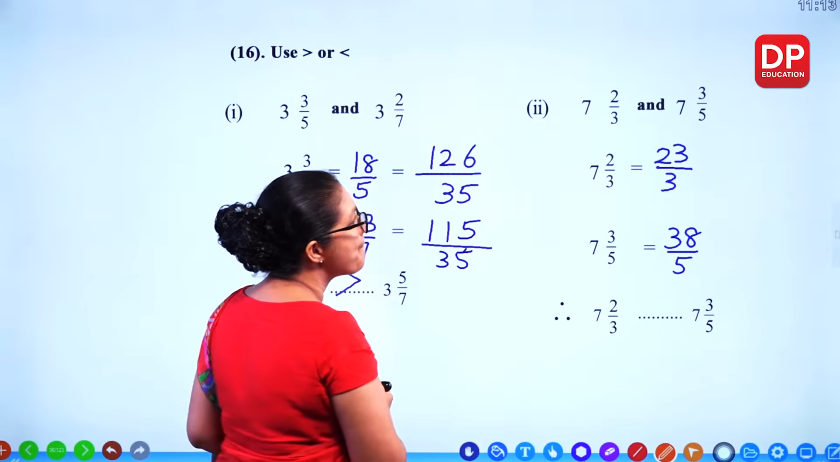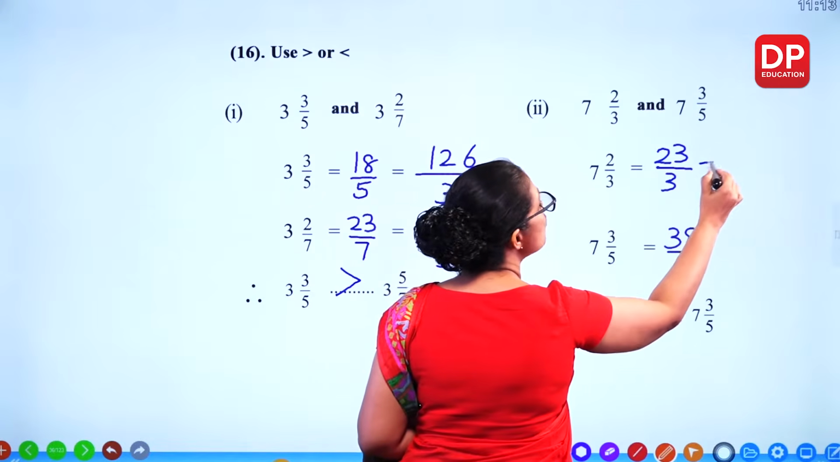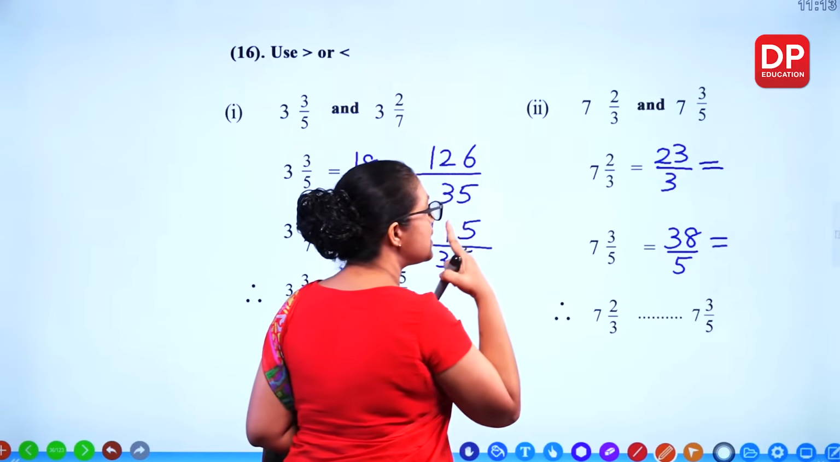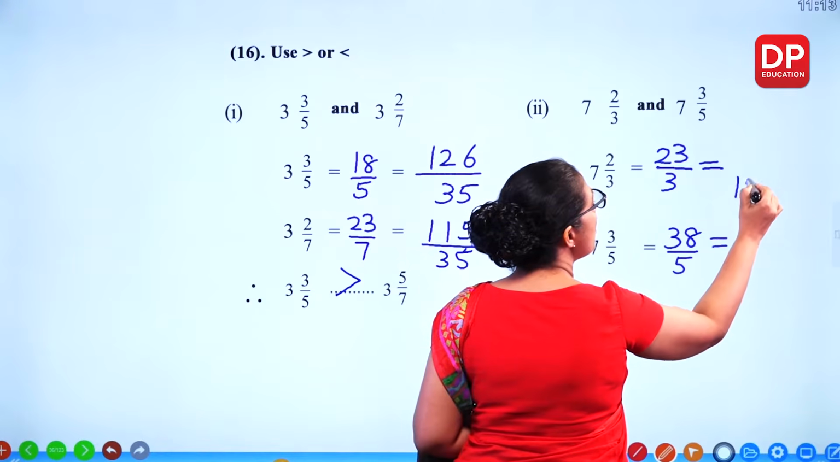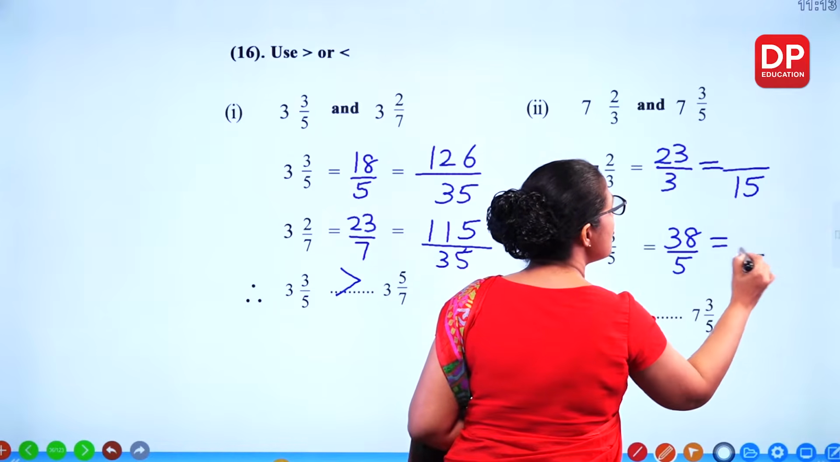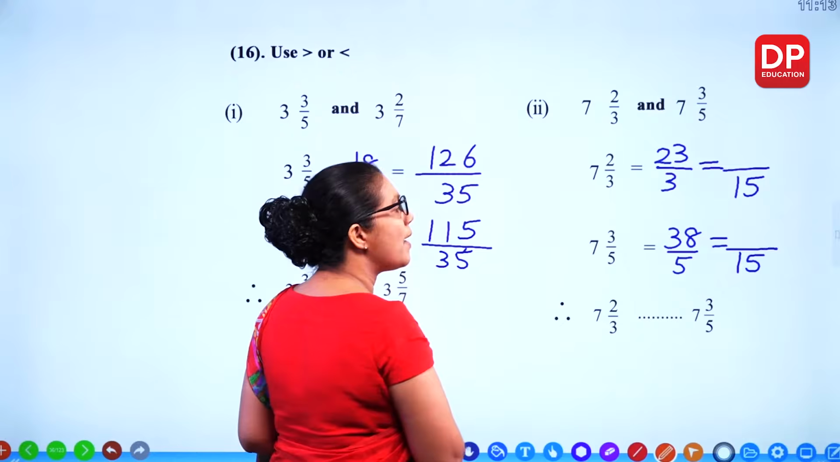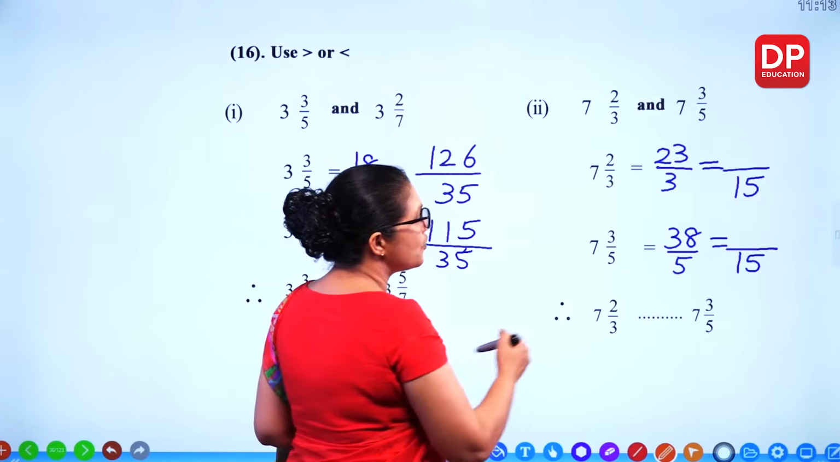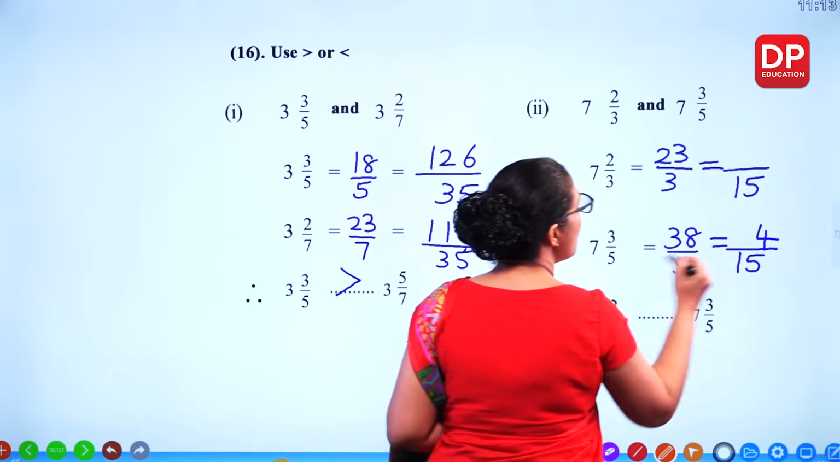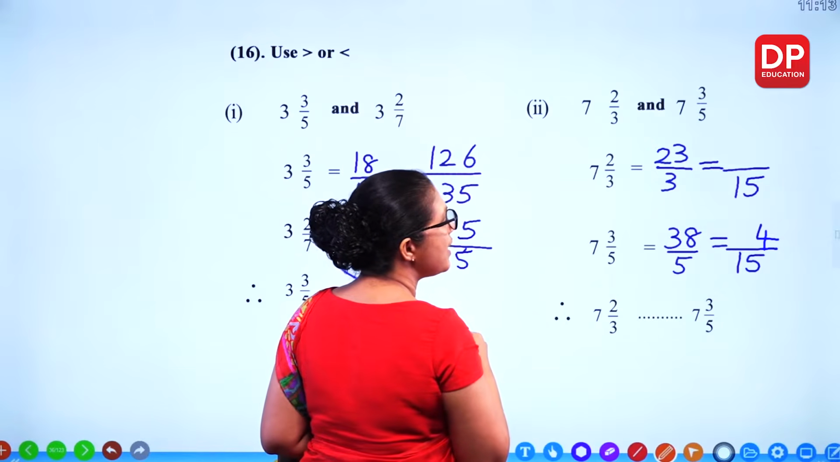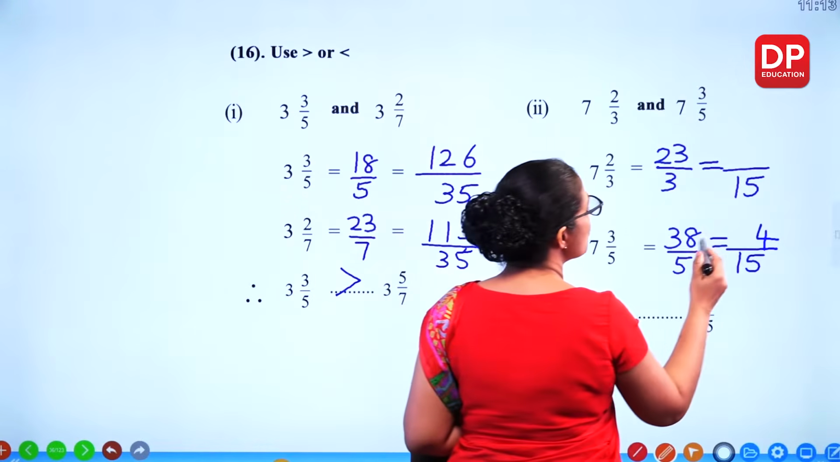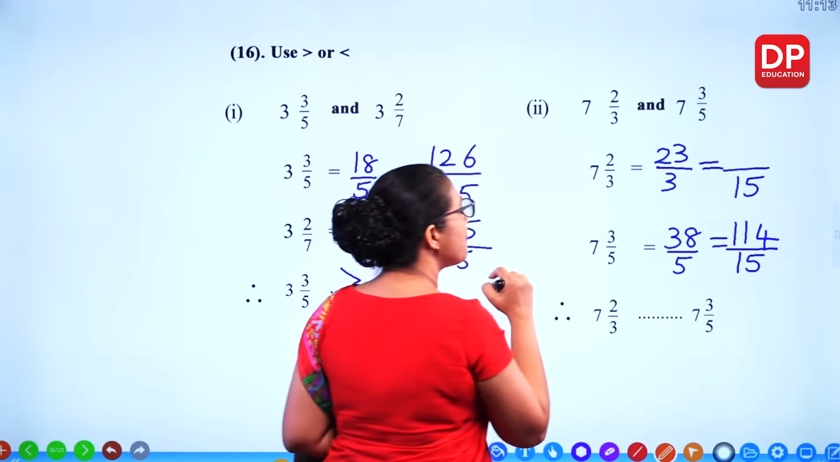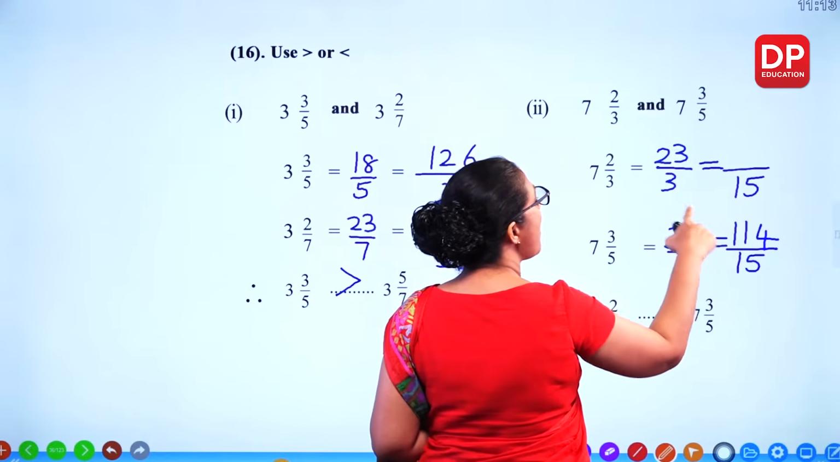Now compare. 5 and 3 means you have to convert to the same denominator. 15 is the common denominator. Convert to 15. This is multiplied by 3. So 3 times 8, 24. 2 remaining. 3 times 3, 9. Plus 2, 11.